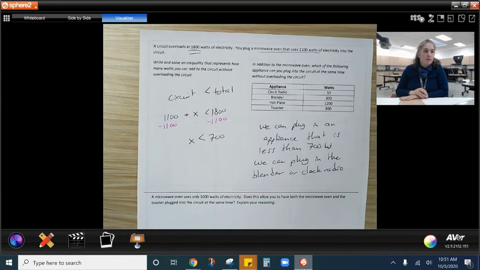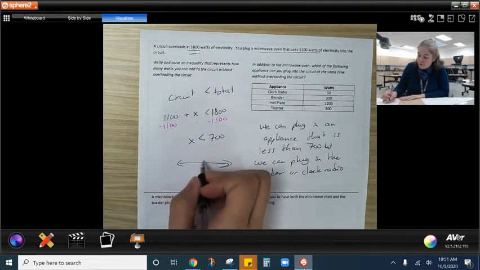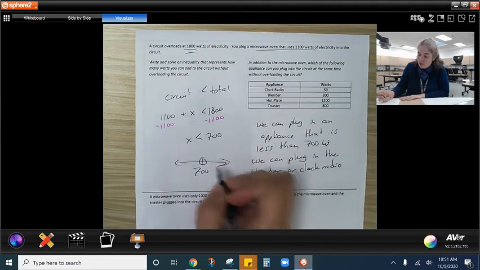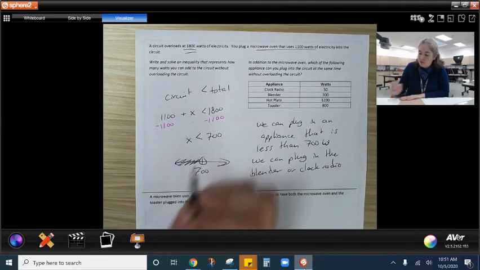So there we go. I hope that helps. I hope it makes sense. Email me if you have questions. In case you're wondering how you would graph this, we've got our 700 here. It'd be an open dot, and we are shading this direction.